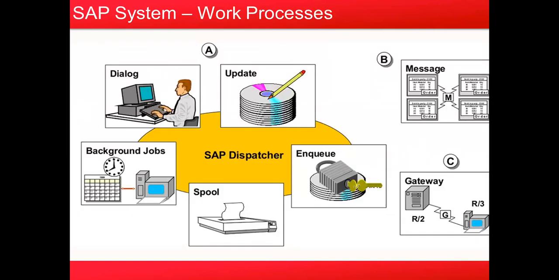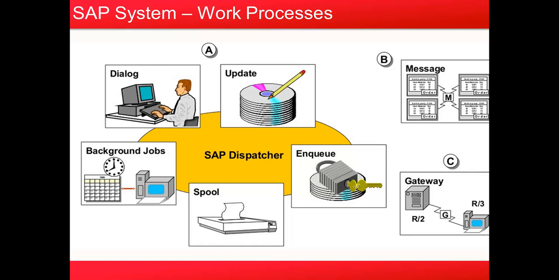Now let's look at the different types of activity which take place. The first activity is the dialog activity. That is, a dialog is established in real time: the user sends something and gets the result back. Dialog work processes are responsible for the interactive tasks of the SAP system. They execute just one step at a time, and whenever they are free they take up the next user request. So they constantly switch between the users.